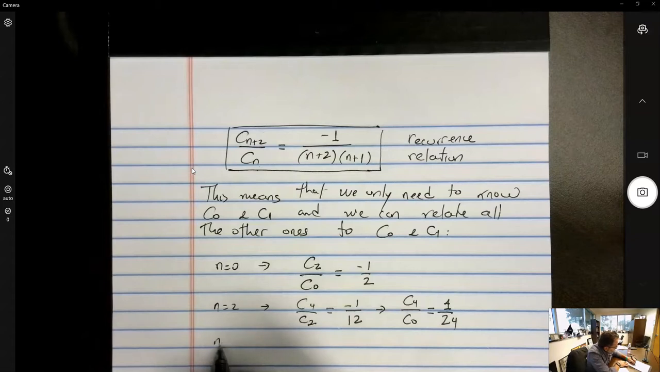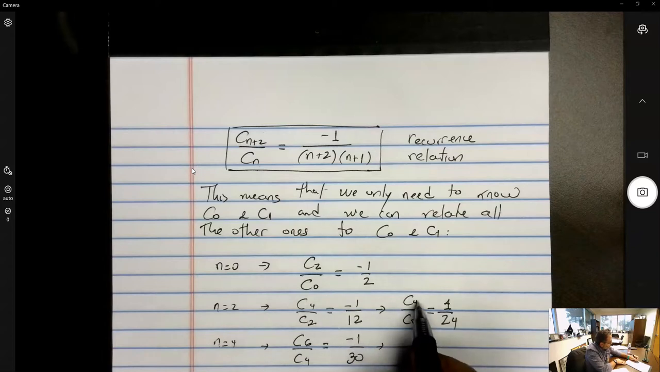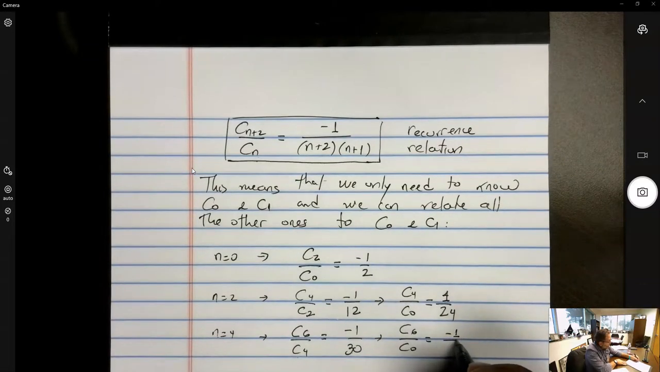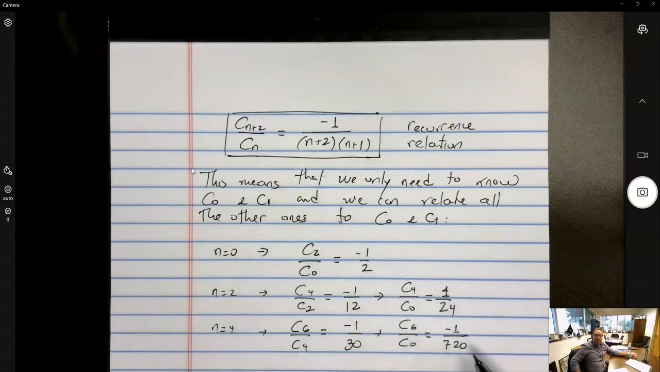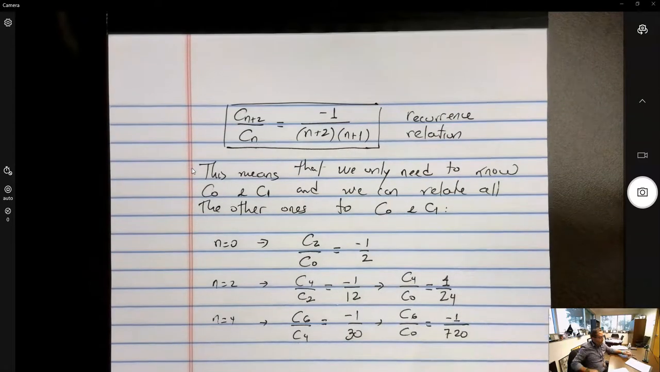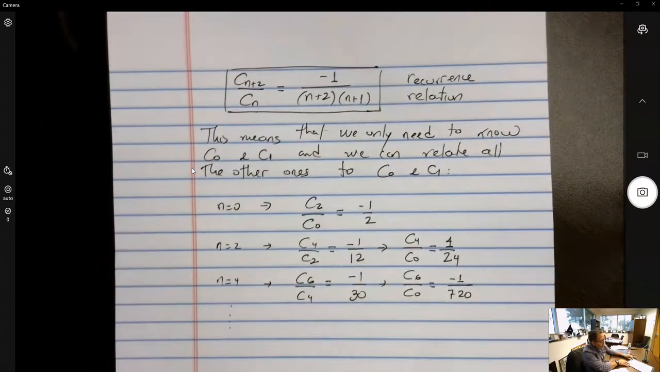Then I can continue. So at n equal 4, C6 divided by C4 is equal to minus 1 over 30. And then I can take this relationship of C4 and C0, plug it in here, and it will be 1/24 times 1/30. And therefore C6 divided by C0 is minus 1 over 720. So then I have an alternating sign, minus 1/2, 1/24, minus 1 over 720, and so on and so forth. And I can continue as many times as I want.